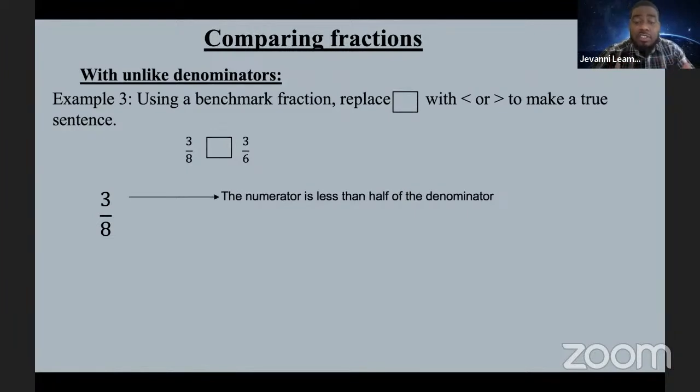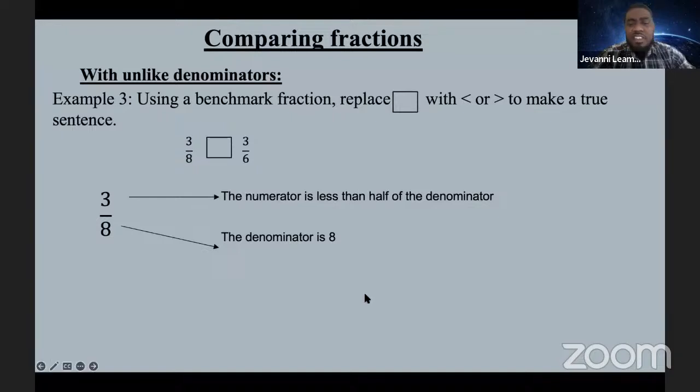So notice the language that I'm using. I said the numerator is less than half of the denominator. Half of the denominator is 4, and 3, which is the numerator, is less than 4. So what this means is that the entire fraction of 3/8 is less than a half, right? So that is what that one means.